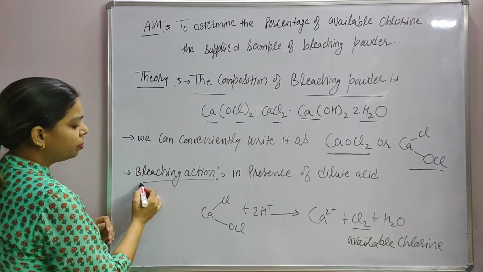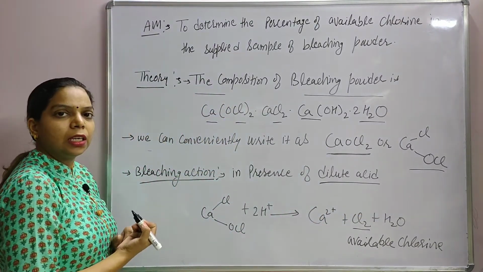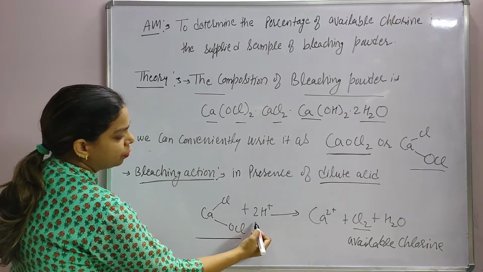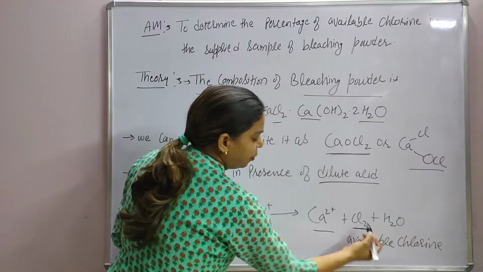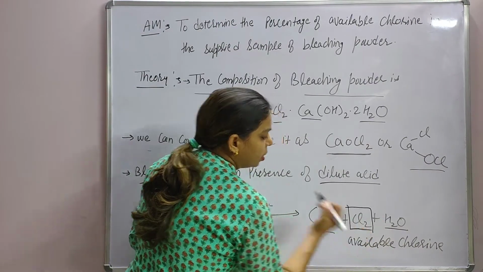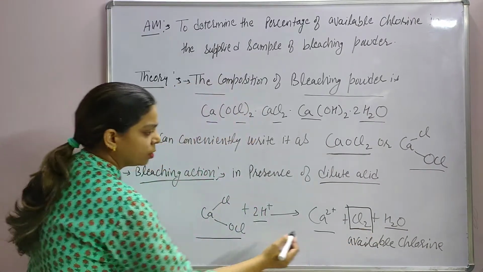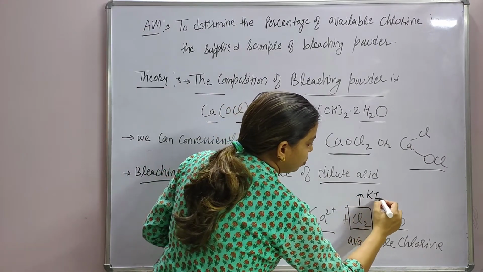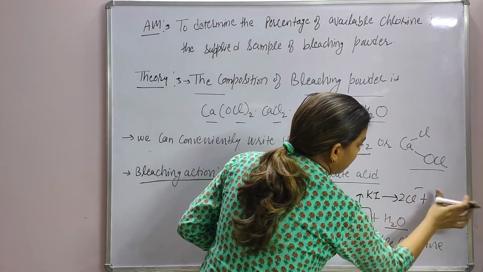Now see, the bleaching action happens in the presence of dilute acid, because we will be using dilute acetic acid over here. So calcium hypochlorite in the presence of dilute acid will give out calcium ions, freely available chlorine and water. Now this freely available chlorine will react with KI when we add KI solution to this mixture, and this will give out 2 chloride ions plus iodine.